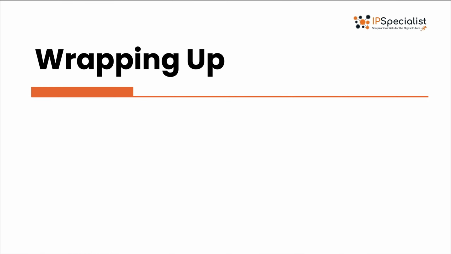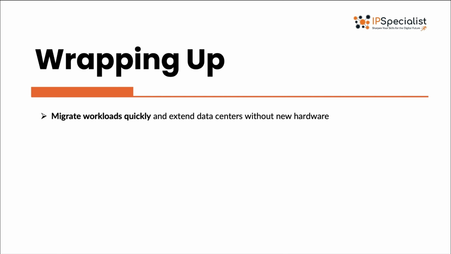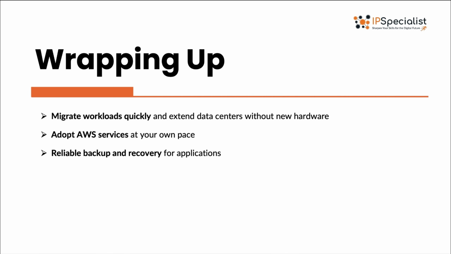So, to wrap things up, Amazon Elastic VMware Service or EVS is all about making the cloud journey smoother for VMware customers. It gives you the power to migrate workloads quickly, extend your data center without new hardware, adopt AWS services at your own pace, and protect your applications with reliable backup and recovery options. The real advantage is that you get to keep the VMware tools and processes you already know, while at the same time gaining the flexibility, scalability, and global reach of AWS.